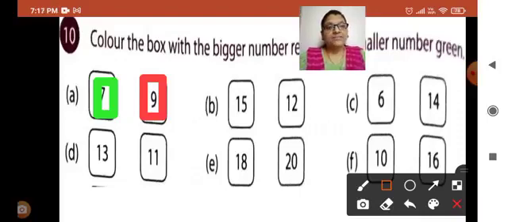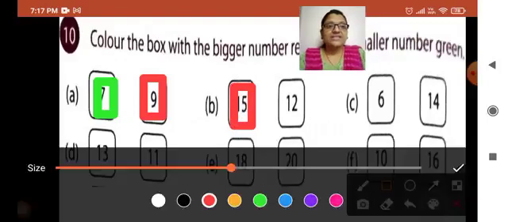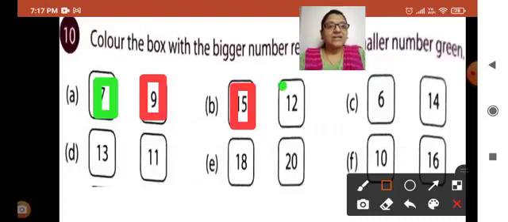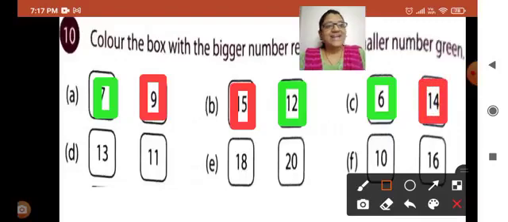Example B, given numbers are 15 and 12. In this, number 15 is a bigger number. Hence we will color it with red color. And number 12 is smaller number. Hence we will color it with green color. Next example C, 6 and 14. Here number 6 is smaller number. So we will color it with green color. And number 14 is bigger number. Hence we will color it with red color.